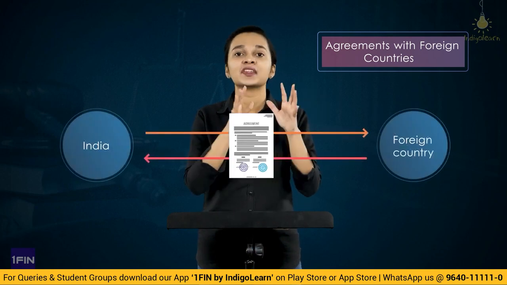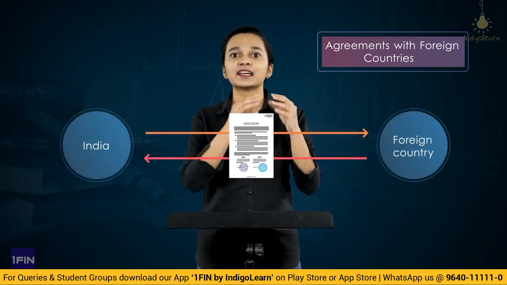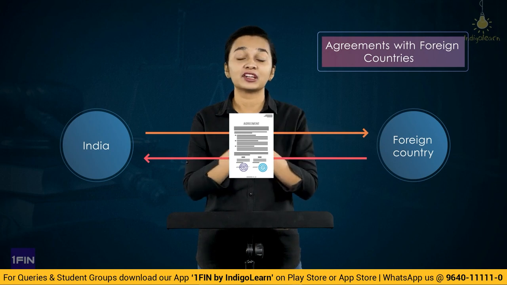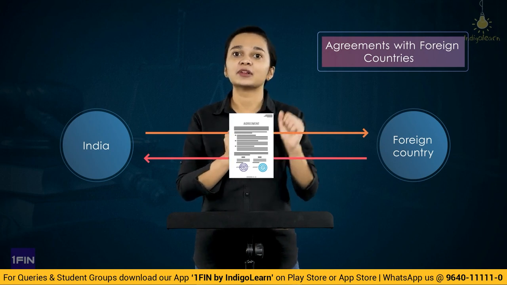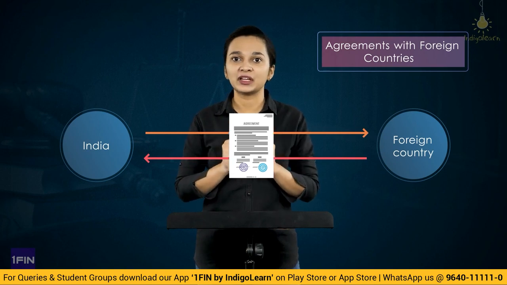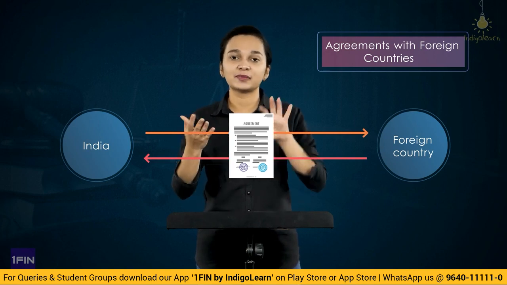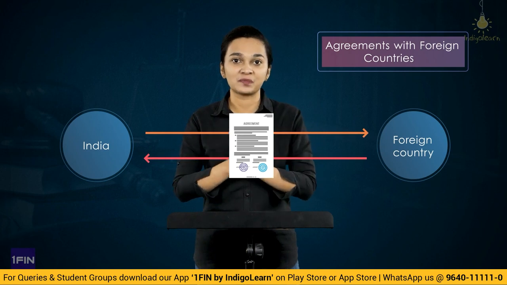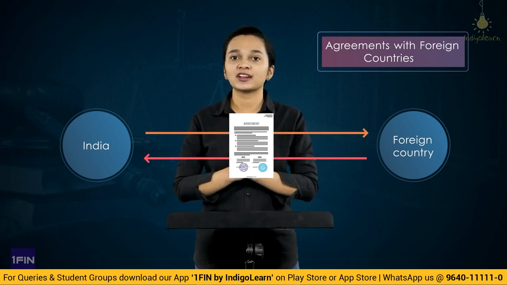So similarly, when an agreement is made between India and some other country under this act, so if there is any agreement which is made with a foreign country, what is the purpose with which the agreement is made? Now there are three purposes with which an agreement is made between the central government and the government of any foreign country. Now what are the purposes with which the agreement is made?